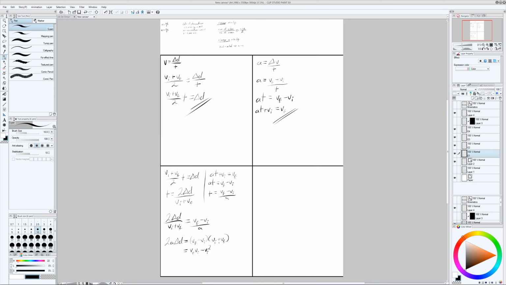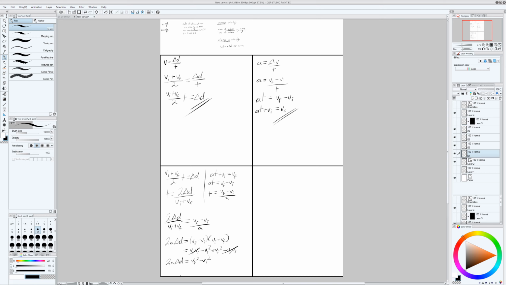Then we have Vf times Vf, so plus Vf squared, because it's Vf times Vf. And then negative Vi times Vf, which is negative Vf Vi, which means that these two cancel out and these two remain. So we end up getting 2a delta d equals Vf squared minus Vi squared.